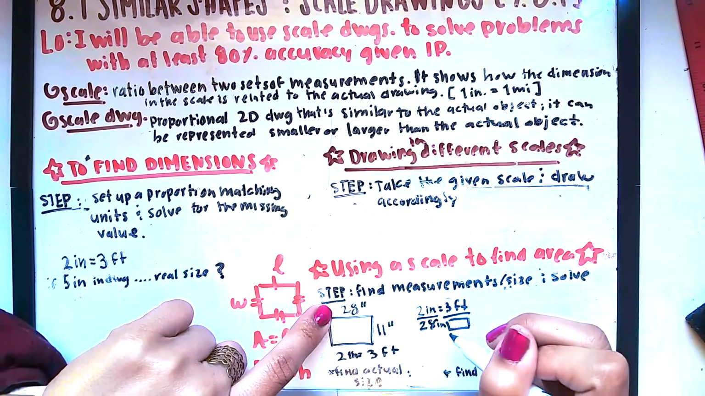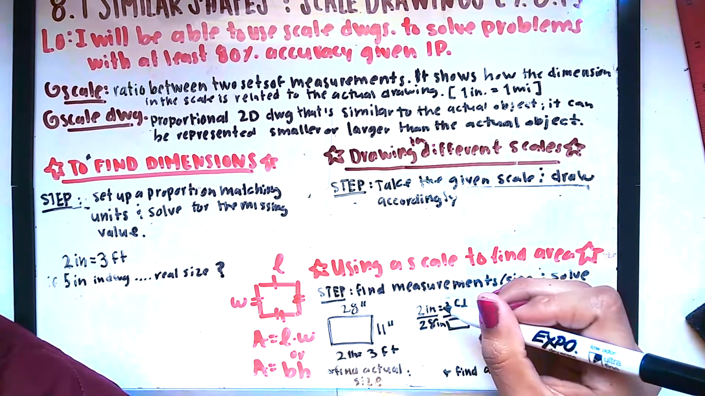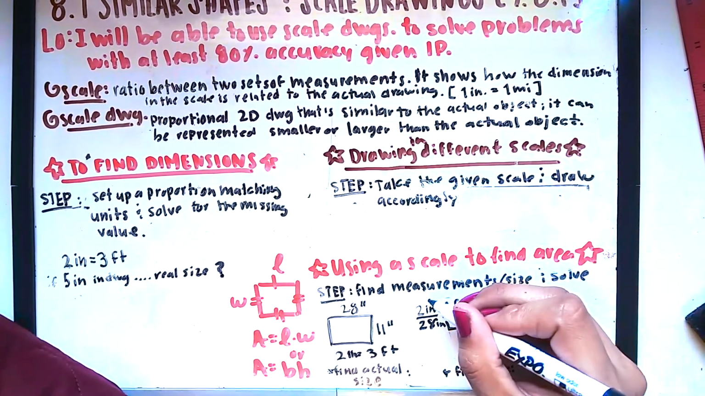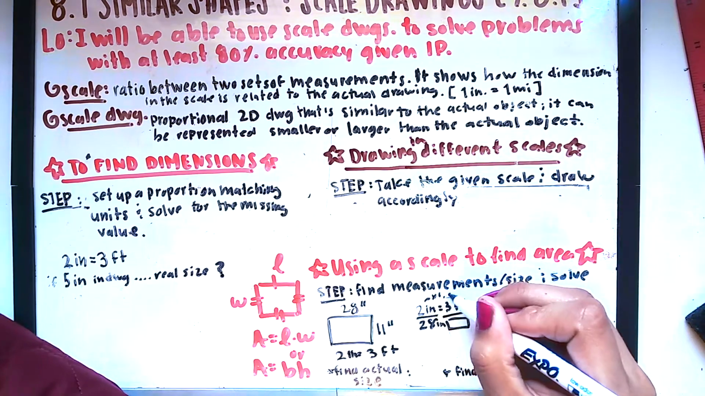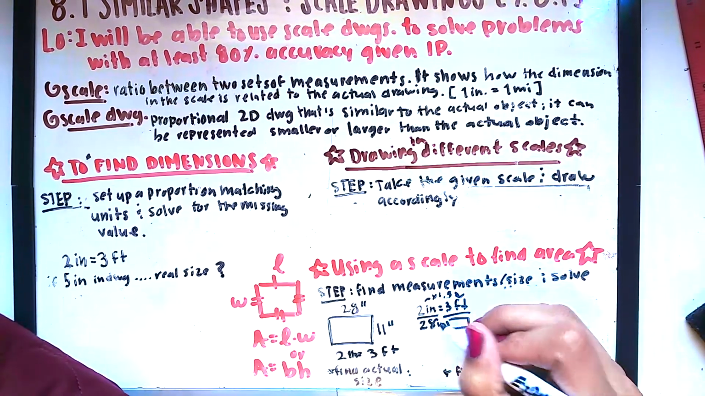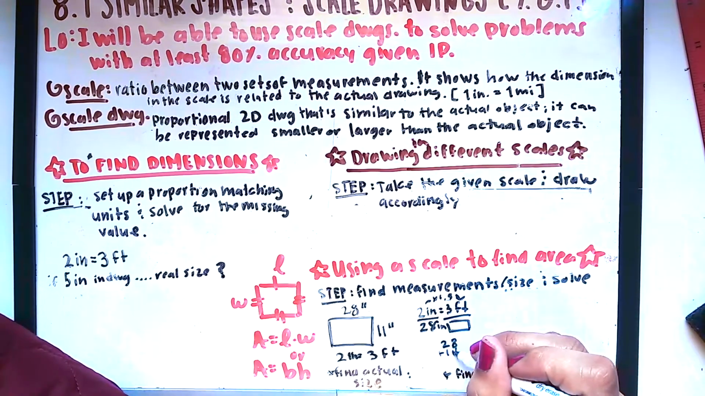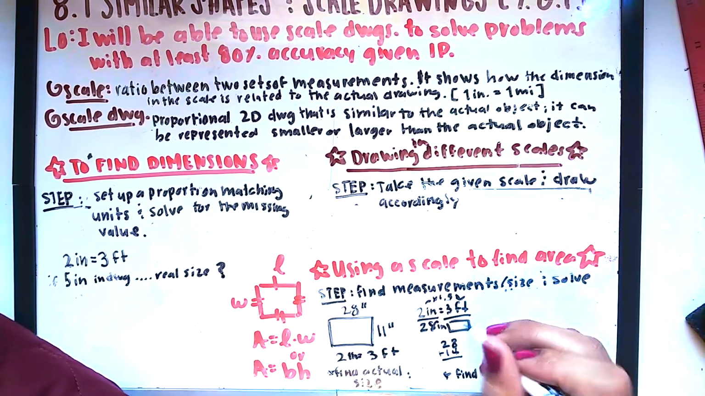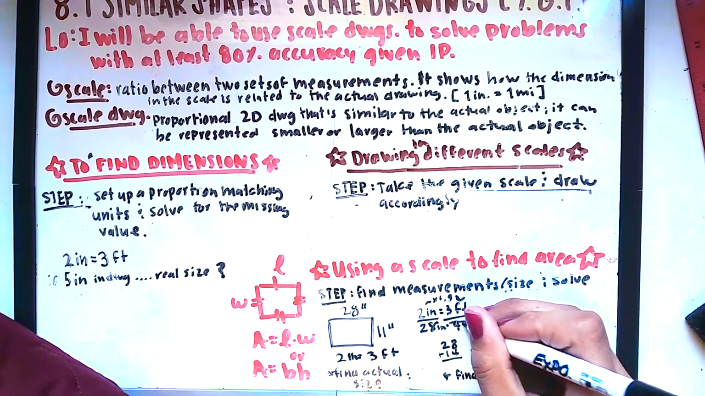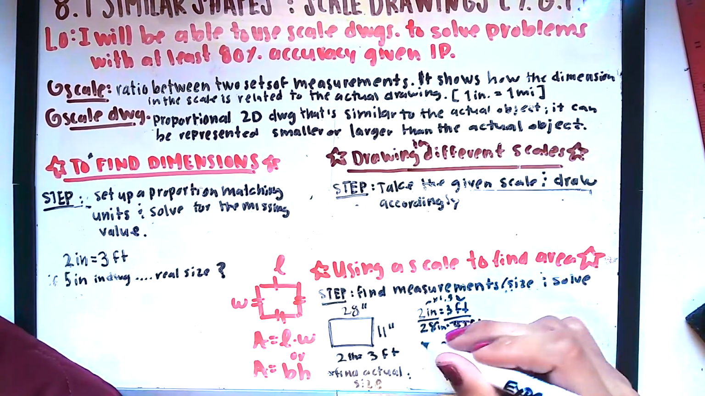I'm going to do the butterfly effect, or you can go ahead and say 3 divided by 2 gives me 1.5. So when I do top, I do to bottom. So 28 times 1.5 is basically itself plus half of it. That gives you 42. So that means that this is 42 feet. You want to do the butterfly effect, you'll get the same thing.